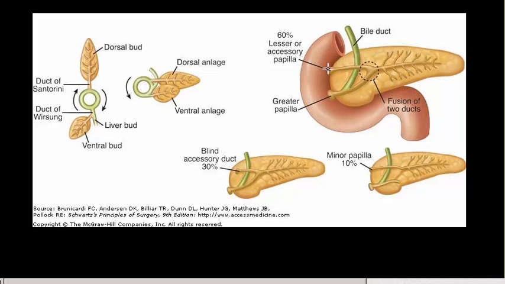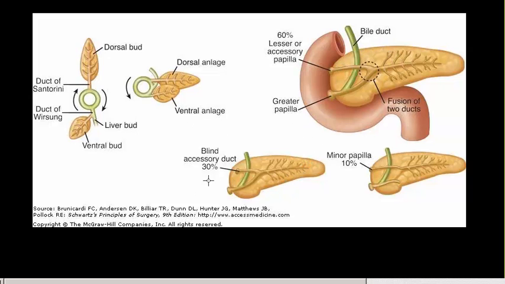The lesser or the accessory papilla is the continuation of the Santorini duct, which is from the dorsal bud, that will drain a smaller amount of the pancreatic secretions into the duodenum. Okay, so this is in 60% of cases. So I am telling you that this is in 60% of cases. What about the rest of cases?